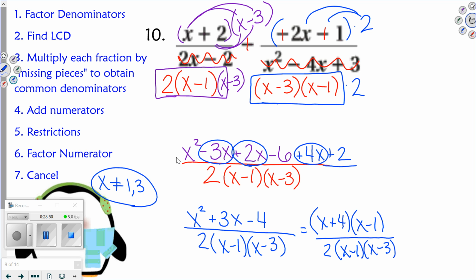Okay, so I did step 6. I factored my numerator. And then step 7, does anything cancel? The x minus 1s do. So we're left with x plus 4 on top, and 2 and x minus 3 on the bottom.